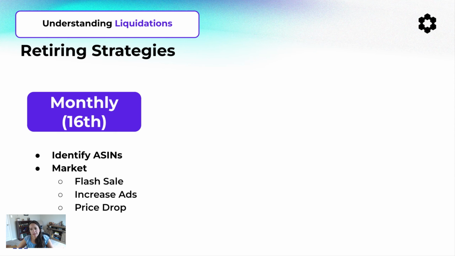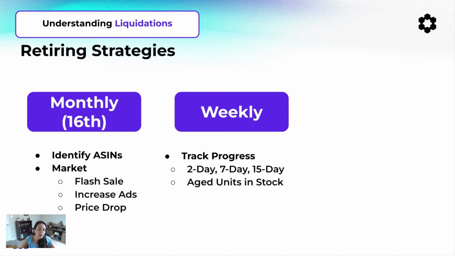I'm going to look at the ASINs that are in the high range of age, and then I'm going to try to market them. I'm going to do a flash sale or increase ads or do a price drop and try to market it. And then every single week, I'm going to track that. We like to look at 2-day, 7-day, and 15-day sales velocity, right? We have a daily sales velocity where you say, what is my daily sales velocity based on my last 2 days of sales, based on my last 7 days of sales?